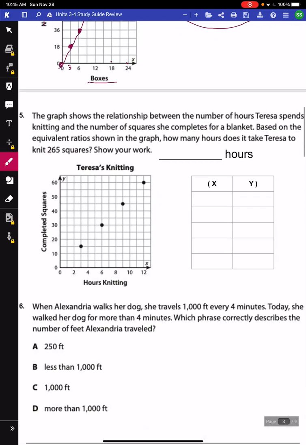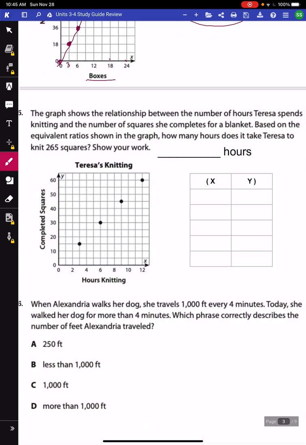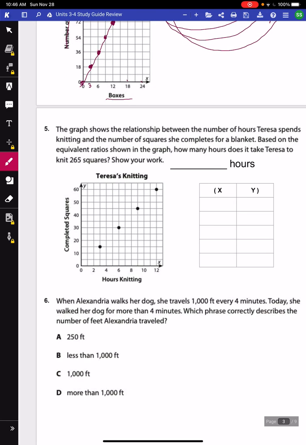Now, moving on to number 5. The graph shows the relationship between the number of hours Teresa spends knitting and the number of squares she completes for a blanket. Based on the equivalent ratios shown in the graph, how many hours does it take Teresa to knit 265 squares? So we know that X represents the hours knitting and Y represents completed squares. Well, we know we're trying to get to 265 completed squares, and the highest this graph goes is 60. So over here on my table, I'm going to write 260 as the last Y place.